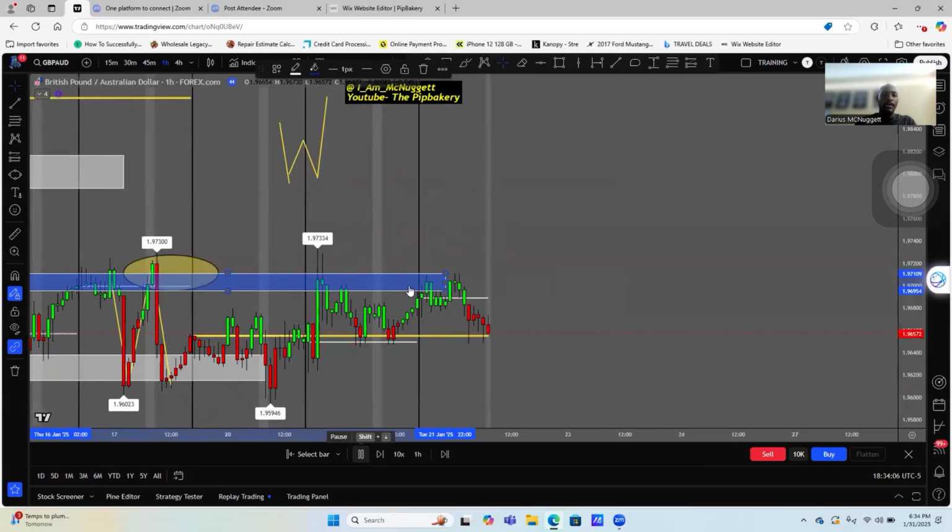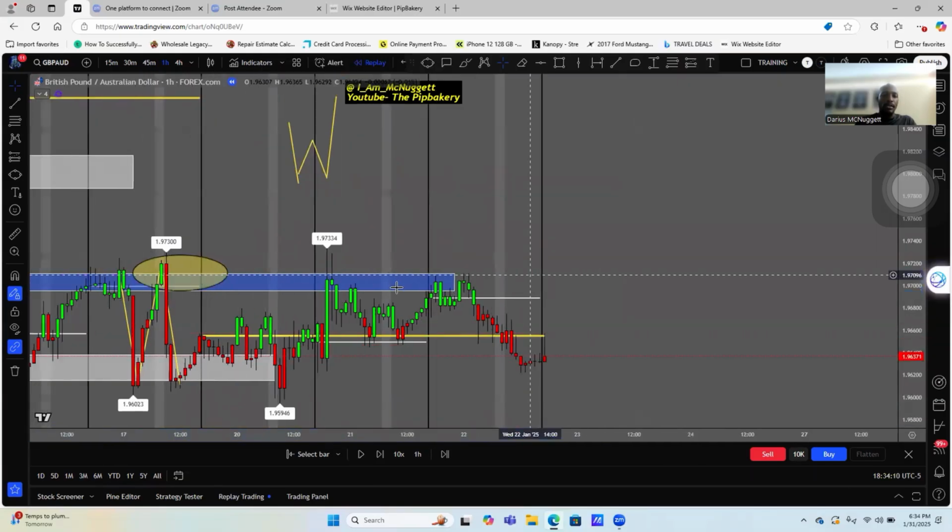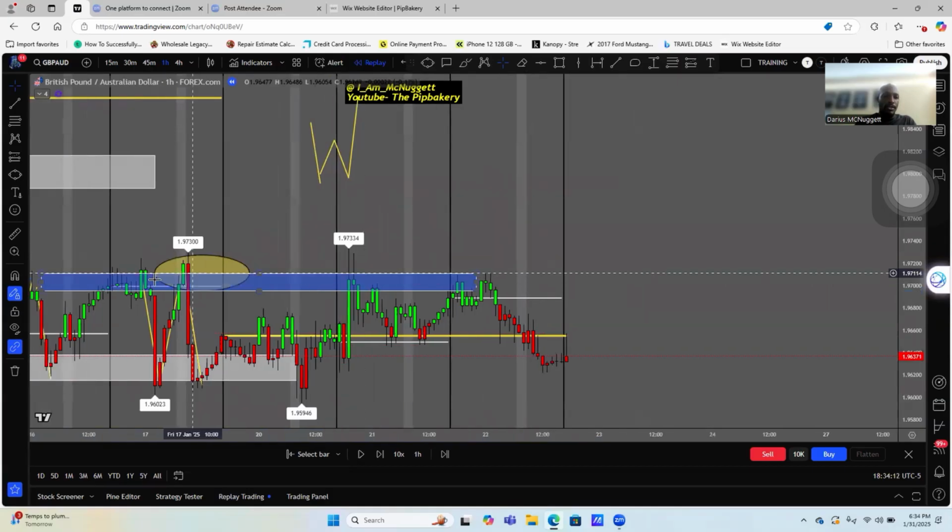All right, there go the solid touch. That was a solid touch. So I don't like stuff like this. As you can see, you see how these candles closed? It was solid candles, solid candles. This wasn't a solid candle.